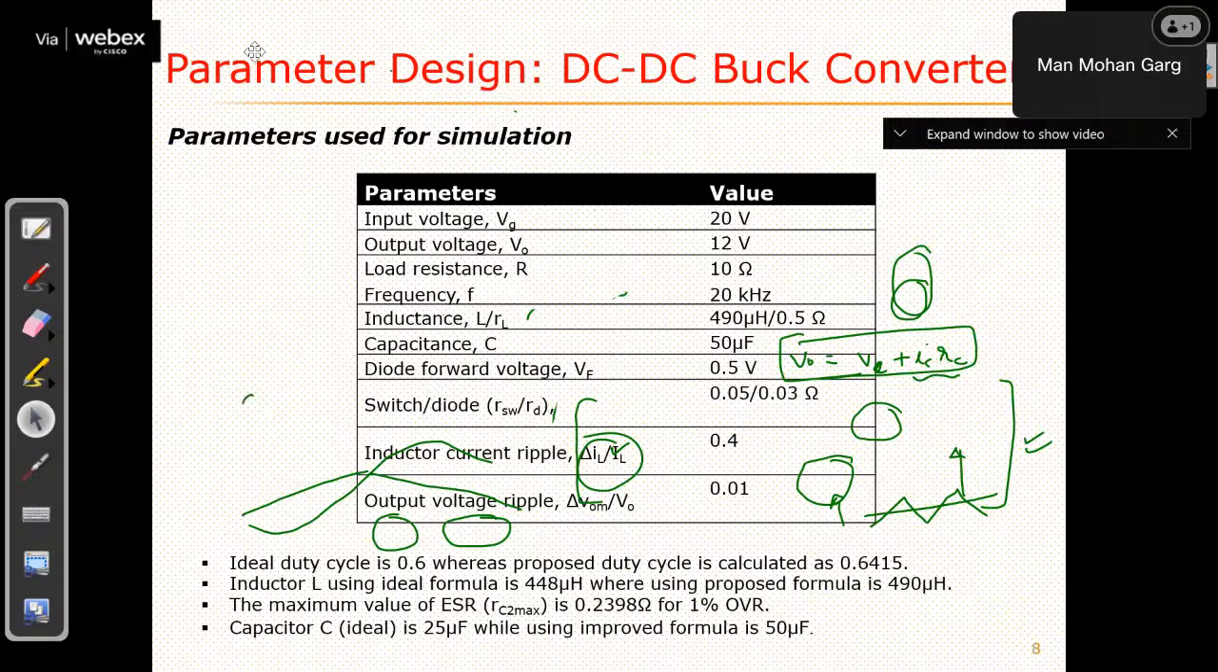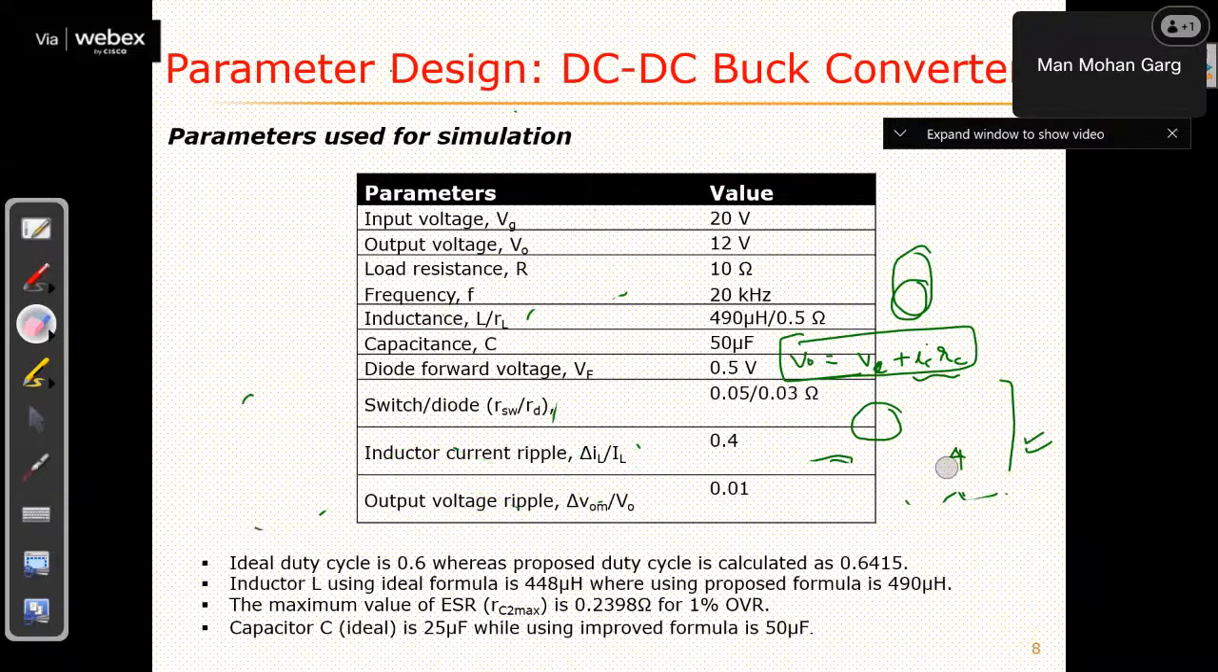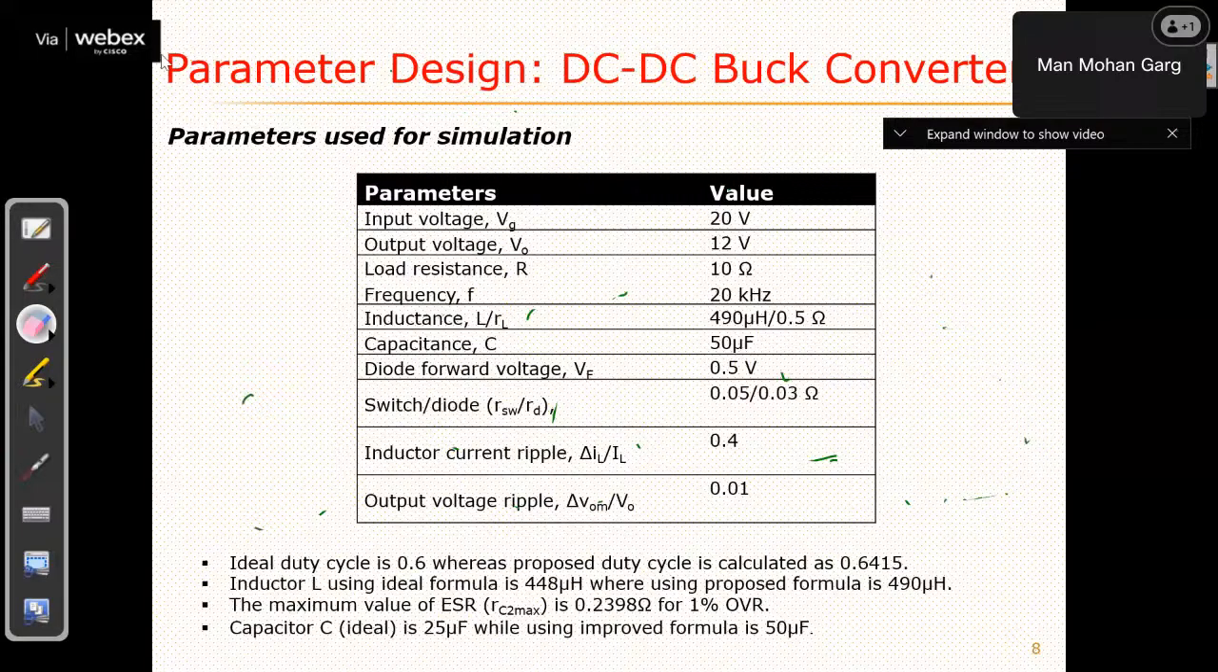Second, creating problem. This impression is coming from the previous slide. So let's say, for example, we have these parameters where input voltage is 20 volt, output voltage is 12 volt, and so ideally, what should be the duty cycle? 0.6, but we have considered all elements to be non-ideal.